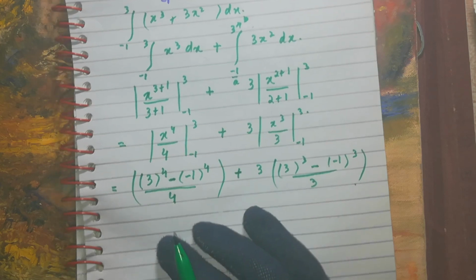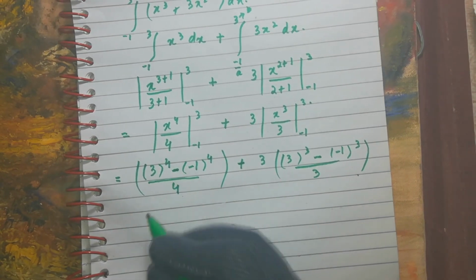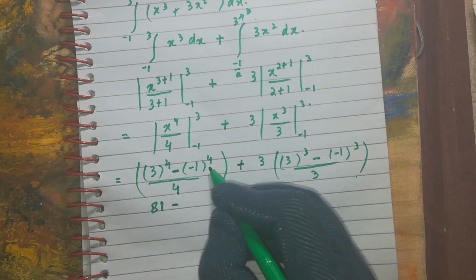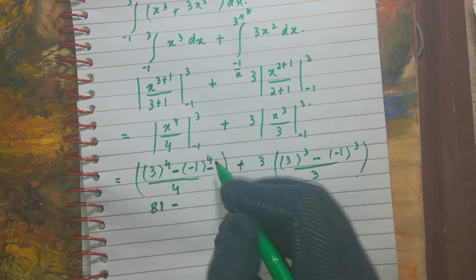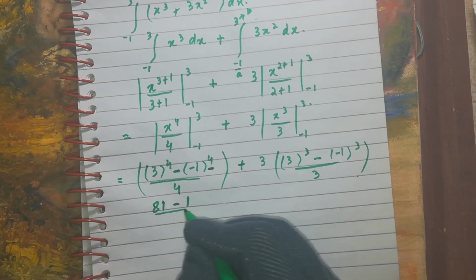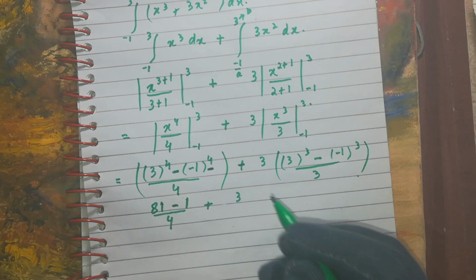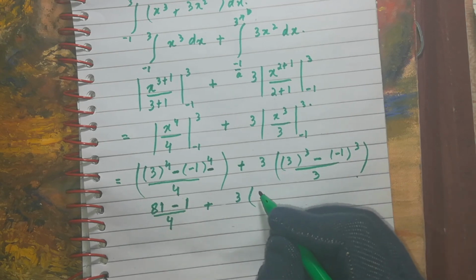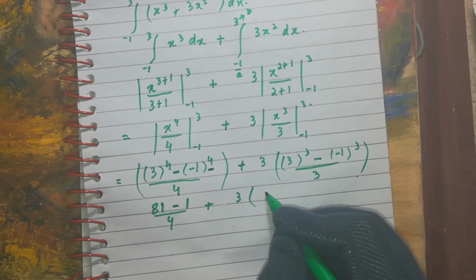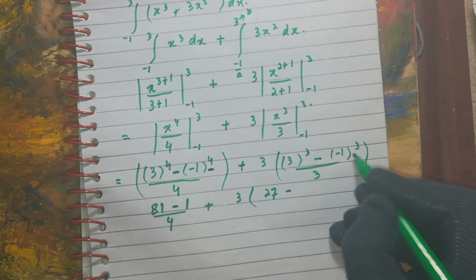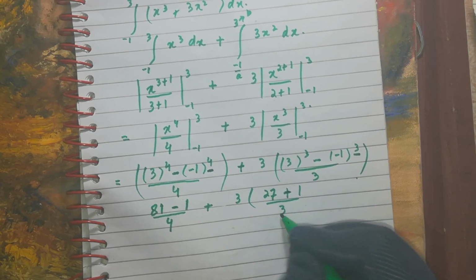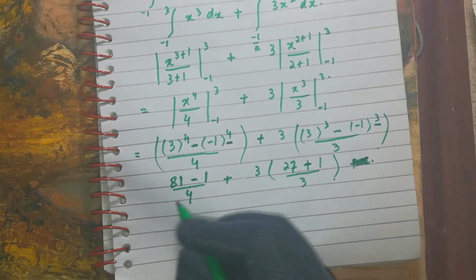Now 3 raised to power 4 means 81, minus, and as it is an even power, minus 1 will absorb the sign, so it will remain only 1, and 4 is in the denominator. Plus 3, we can cut 3 into 3, but here I have written 3 raised to power 3 means 27, so I am writing it down: 27 minus, and minus 1 to power 3, that means it is an odd power, so it will not absorb the sign, so I am writing minus plus.